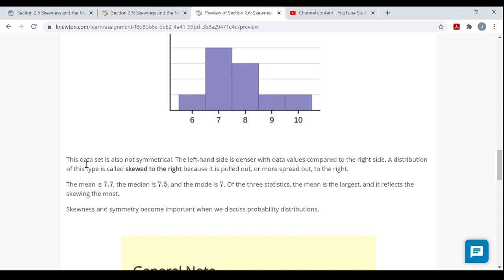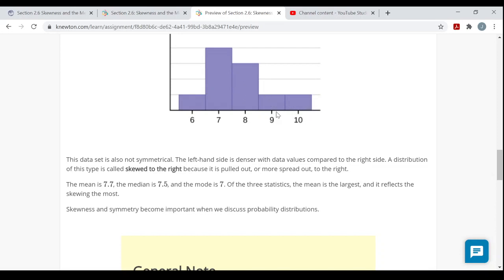So again, the left-hand side is denser with data values compared to the right side. A distribution of this type is called skewed to the right because it is pulled out or more spread out to the right. And just as I was telling you earlier, remember how the mean is affected by outliers, larger values or smaller values. If you spread out to the right further, you'll have larger and larger values, which will move the mean out further right as well. The median doesn't get affected as much, but the mean will.